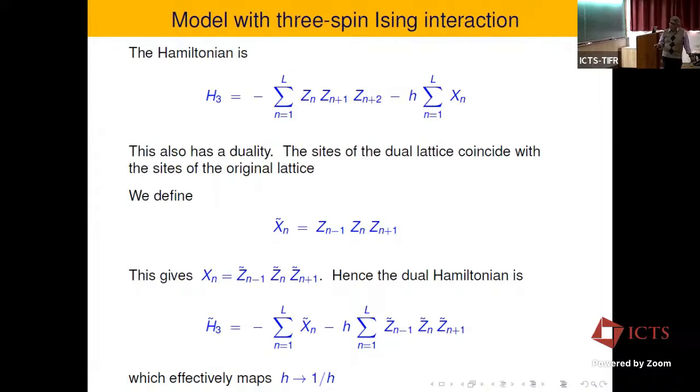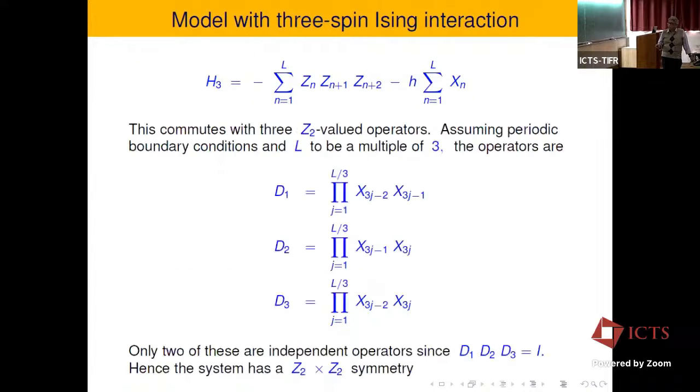So the dual Hamiltonian takes this form. So again, it maps effectively H to 1 by H. Okay, so what are the symmetries of this model? So this is basically a model with 3 sublattices, right? Because it has 3 spin interactions.